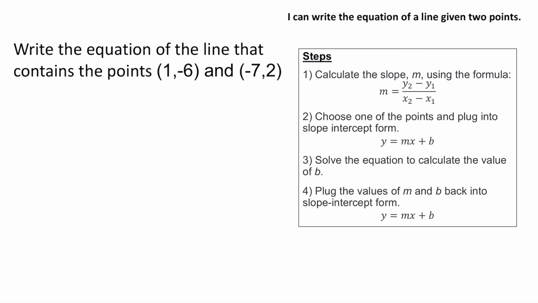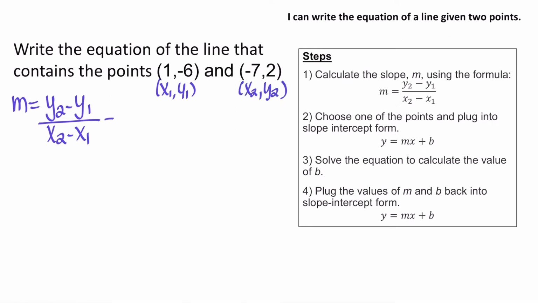So let's write the equation of the line that contains the points 1, negative 6, and negative 7, 2. So once again, I'm going to start off by calculating my value of slope, which is y2 minus y1 divided by x2 minus x1. So I'm going to label my points x1, y1, and x2, y2. So when I plug in these values into the formula, I get 2 minus y1, which is negative 6, over negative 7 minus x1, which is 1. So 2 minus negative 6 is going to become 2 plus 6, which is 8. Negative 7 minus 1 is going to become negative 8. 8 divided by negative 8 is negative 1, so that is my value of m.